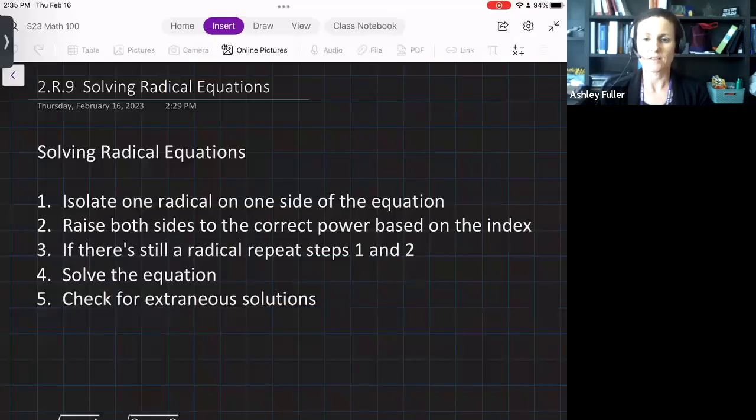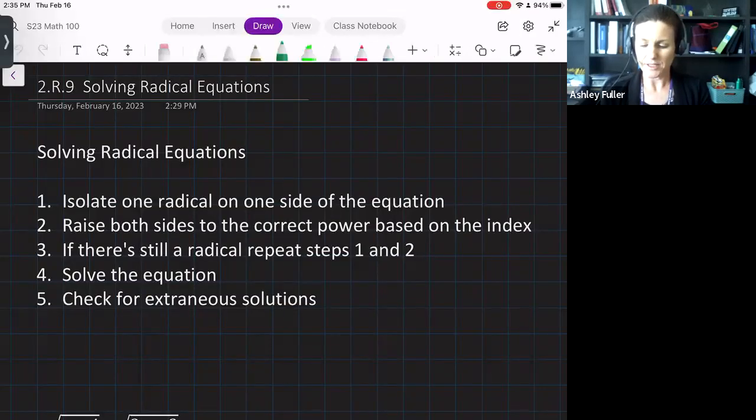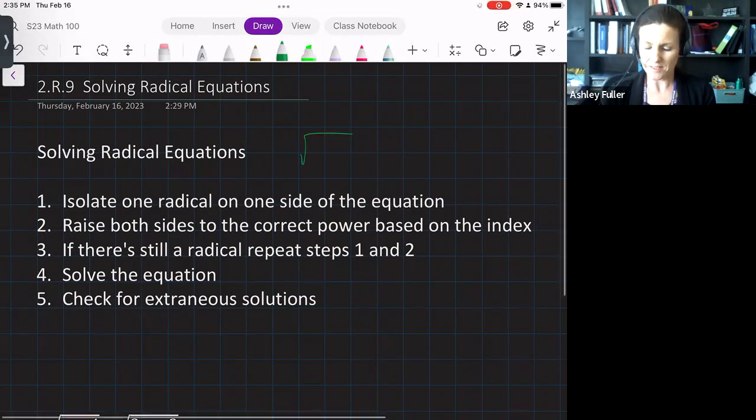Today we're going to look at solving radical equations. A radical equation is simply one that contains either a square root or a cube root, but some sort of radical within it. The 5 steps are listed here.